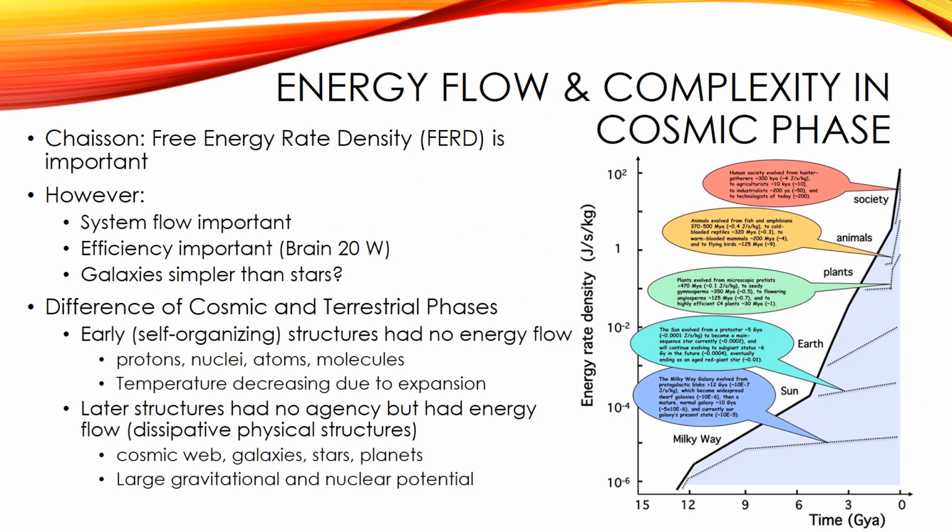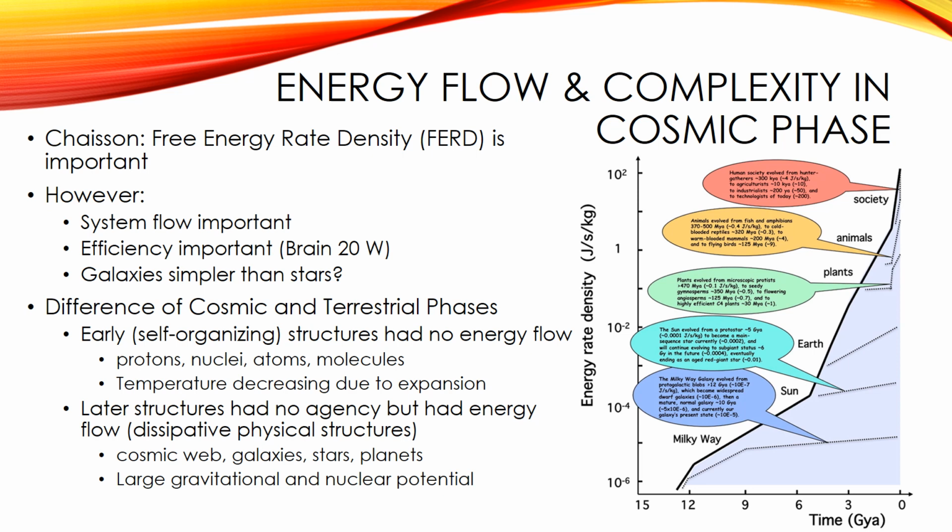Eric Chaisson looked at both the early phase and then the phase on Earth, the terrestrial phase, and found that the energy flow per mass is important. The system flow might be important. Efficiency is important. For example, the brain can work on 20 watts, and we show here the energy rate density, being joules per second, which are watts per kilogram. So a brain with 20 watts and 1 kilogram would match right around here. And so there's the difference of the cosmic and terrestrial phases.